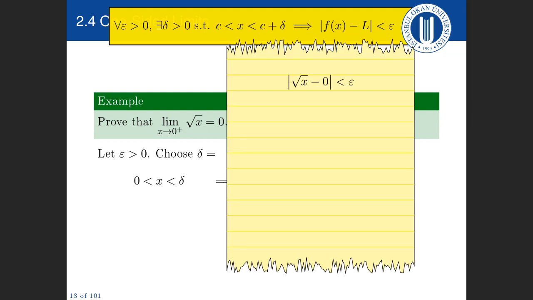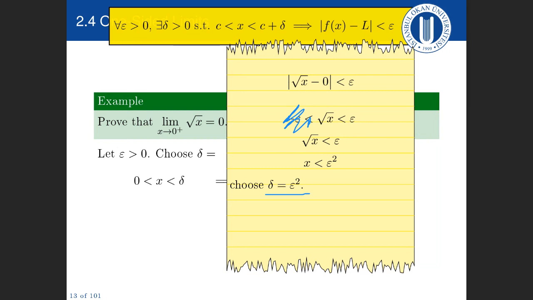So let's get out the scrap paper and find the delta. What do we want to end the calculation with? We want to finish with the absolute value of the square root of x minus 0 being less than epsilon. That's the same as saying the square root of x is between minus epsilon and epsilon, but the square root of x is a positive number, so we can forget about the left part. We want the square root of x to be less than epsilon, so x must be less than epsilon squared. So the delta that we want is epsilon squared.